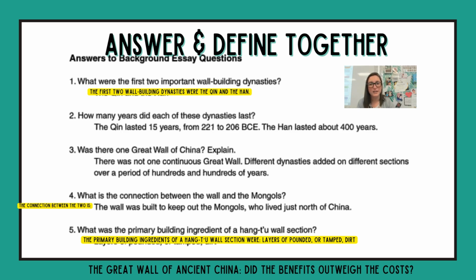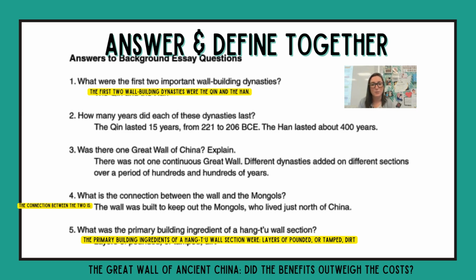How many years did each of these dynasties last? The Qin lasted 15 years from 221 to 206 BCE. The Han lasted about 400 years. Was there one Great Wall of China? Explain. There was not one continuous Great Wall. Different dynasties added on different sections over a period of hundreds and hundreds of years, just like we looked at in our TED Ed video during our doodle notes.